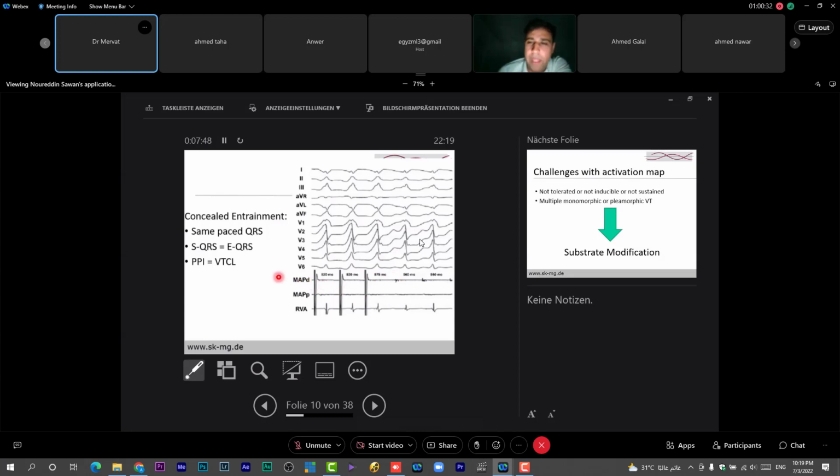Of course, we want to make sure exactly whether we had entrainment or not. For example, in this case, it's very helpful to measure in the RVR, in another catheter. So from here to here, it should be the same cycle length as the stimulation cycle length. I measure from here to here, and from here to here. It should be exactly the same. It should be 520, for example. And if it's not, it means we didn't have entrainment.